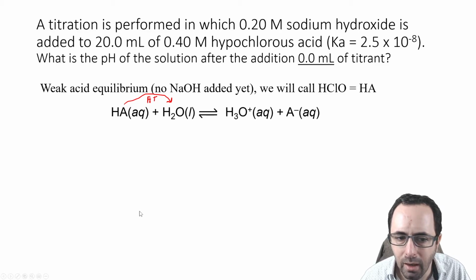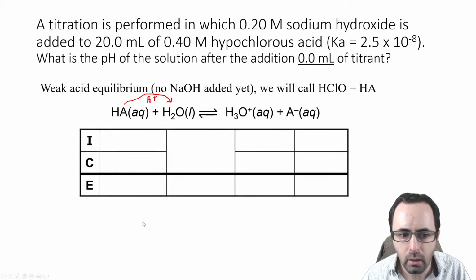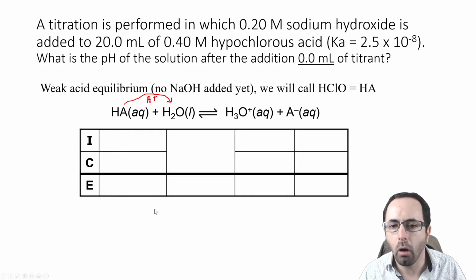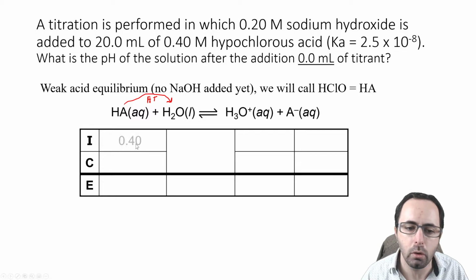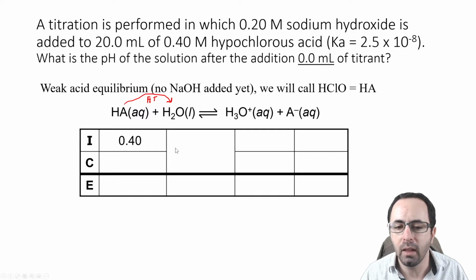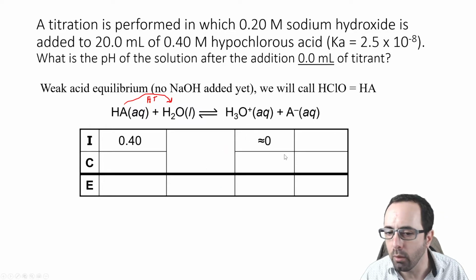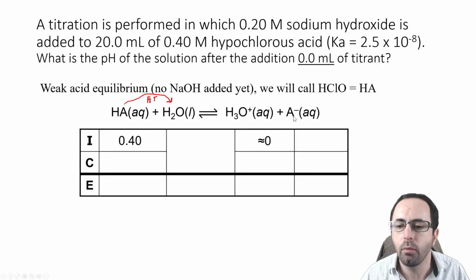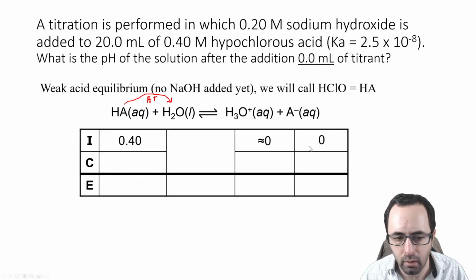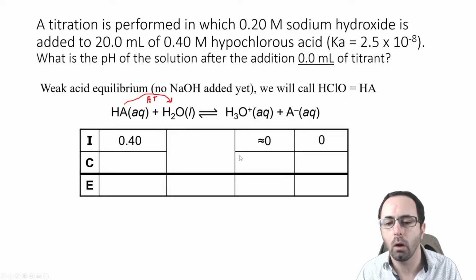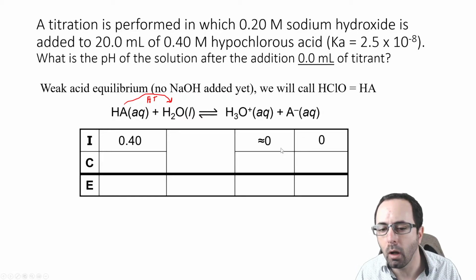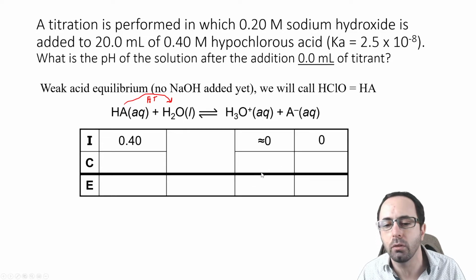So now it's going to be time to set up an ICE table. Here's our ICE table. We're going to put our initial concentration of hypochlorous acid here. So it's going to be 0.4 molar right there. And then we're not going to put anything for water. For hydronium, we're going to say it's about 0 to start. And for the anion here, the hypochlorite ion, we have none to start. And so now we're going to do our weak acid equilibrium. Because there are no products, the reaction must move forward. Q is 0, less than K, so the reaction goes to the right.